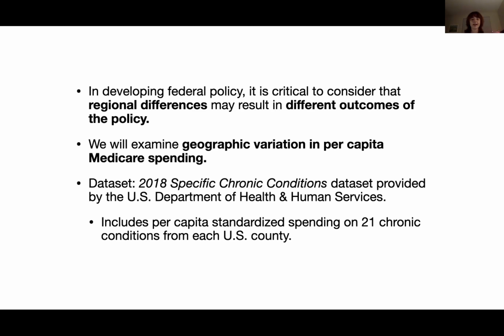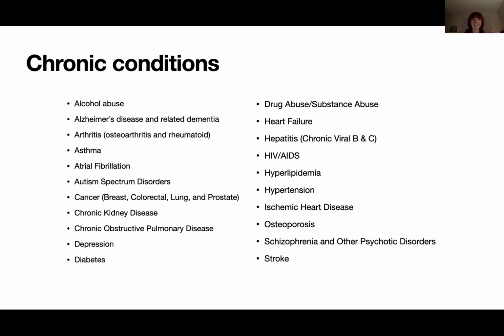So I chose a data set that included per capita standardized spending on 21 chronic conditions from each US county in the year 2018, which was the most recent year for this analysis. And so here are the chronic conditions. And for my analysis, I just totaled these up.